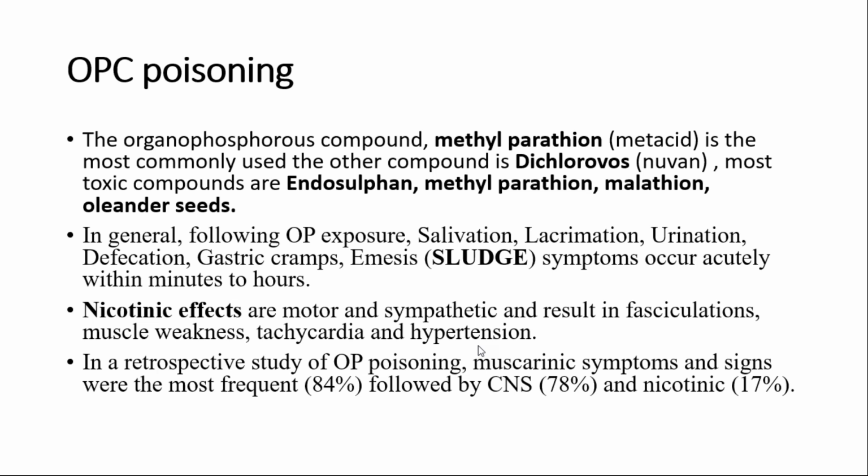Clinically, whenever you go in casualty and see these patients, you will see these symptoms very commonly. Other nicotinic effects, motor and sympathetic, can result in fasciculations, muscle weakness, tachycardia, or hypertension. In one retrospective study for OPC poisoning, muscarinic symptoms and signs were the most frequent, seen in 84%, followed by CNS and nicotinic 17%. These are the muscarinic symptoms: salivation, lacrimation, urination, defecation, SLUDGE symptoms.